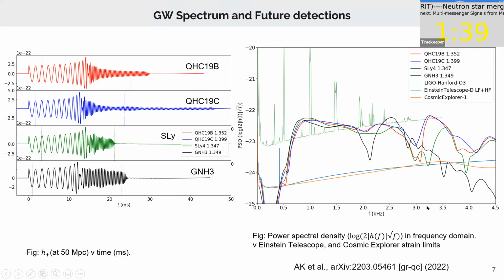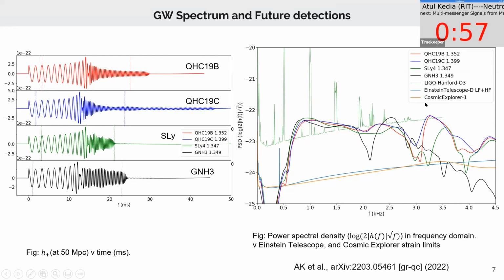What would be interesting is if interferometers would be able to observe these peak frequencies, then the equation of state would be immediate to us: if these frequencies are showing up in the waveform, the EOS is a QHC versus SLY versus GNH3. But overlaid on top, the faint green curve is the sensitivity curve for LIGO, and it is barely making it to these high frequency features.